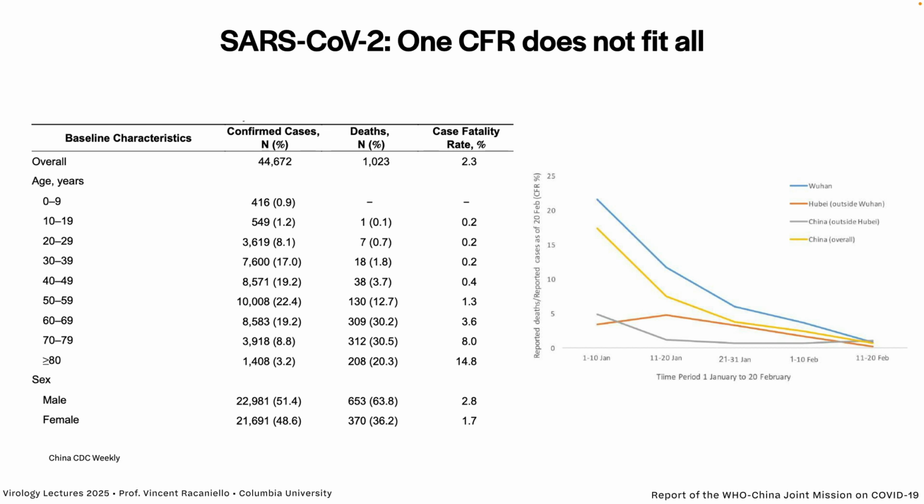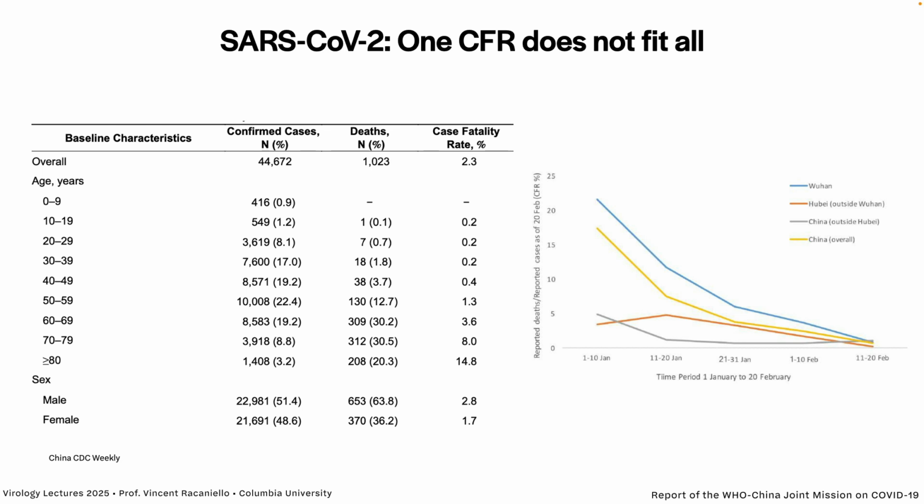But look at it if you stratify it by years. Young, hardly any deaths, right? And then as you age, you get more and more deaths until over 80 years of age, 15% case fatality rate. Amazing, right? Age influences it. So does sex. Men are twice as likely to die of COVID than women. Where you are makes a difference.